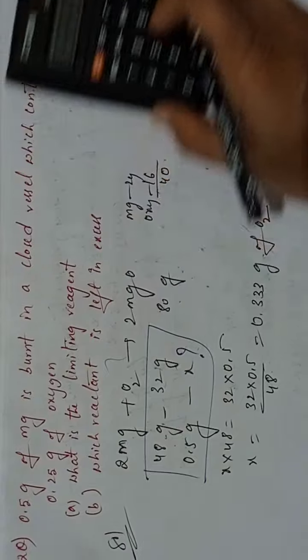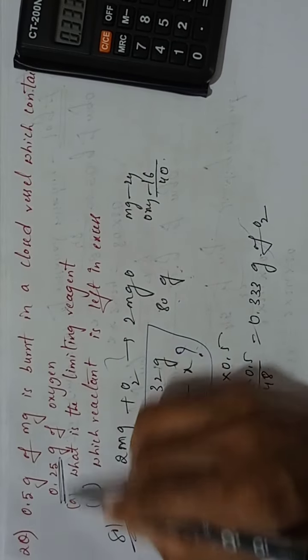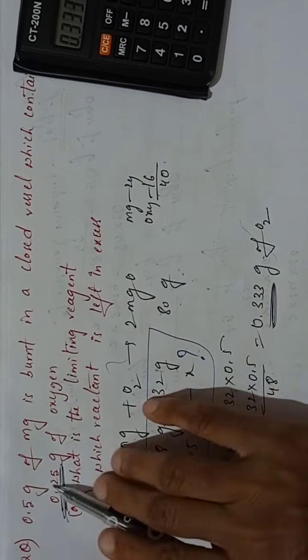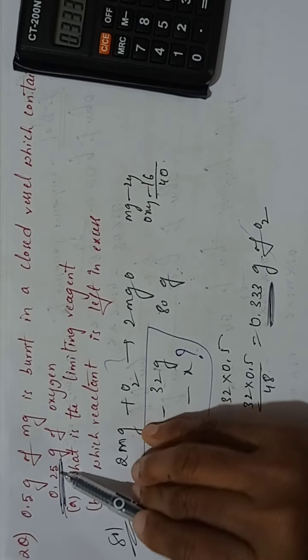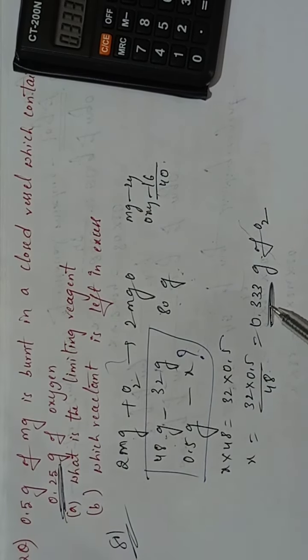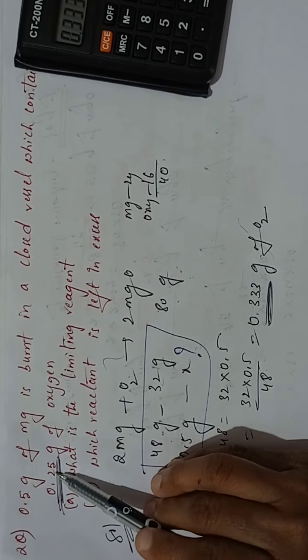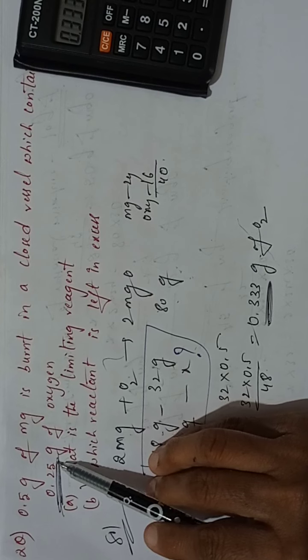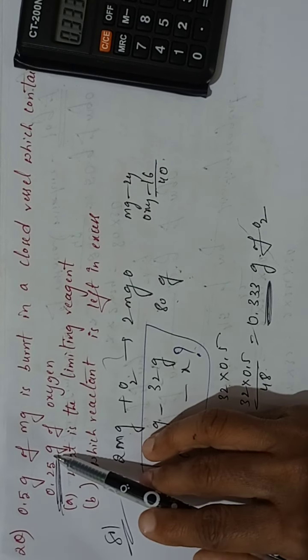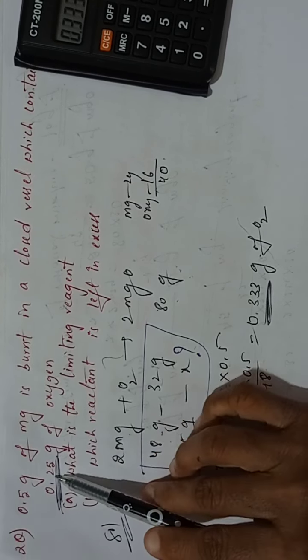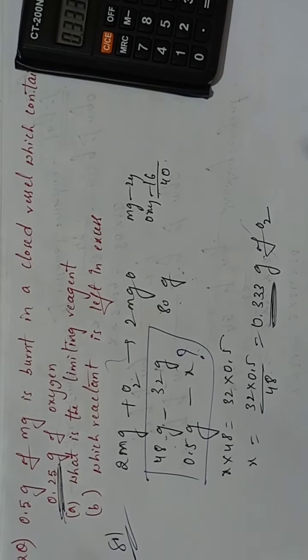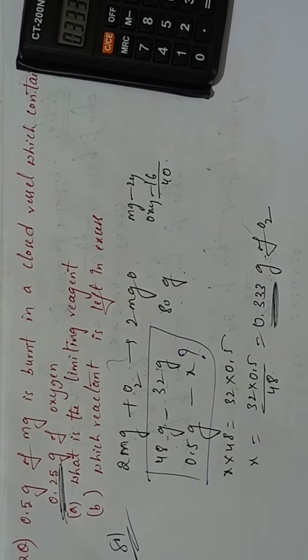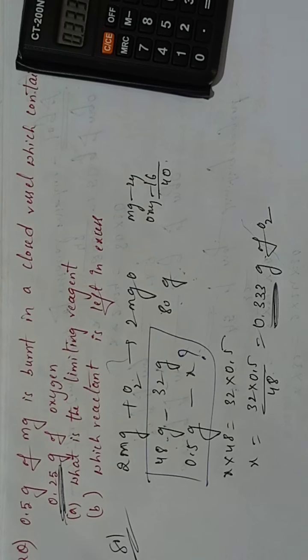Now you check, students, how much oxygen is given. 0.25 is given. Now you compare these two values, whether the given value is less or more when compared to this value. This is 0.333, this is 0.25. That means the given value is less. If the given value is less, then oxygen is the limiting reagent. Are you clear on this one?